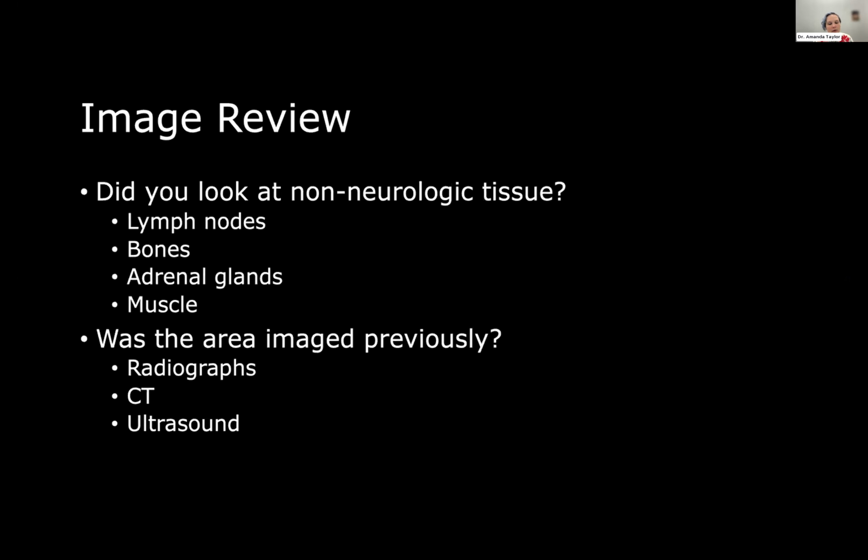Again, at the end of your image review, did you look at non-neurologic tissues, lymph nodes, bones, adrenal glands, muscle, just to name a few? And ask yourself, was the area imaged previously? And is there anything I need to review, such as radiographs or ultrasound?